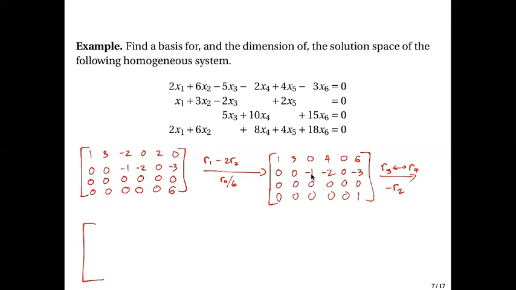So we will have 1, 3, 0, 4, 0, 6. And then you will have 0, 0, 1, 2, 0, 3. And then we will have 0, 0, 0, 0, 0, 1, and then the 0 row in here. Okay?